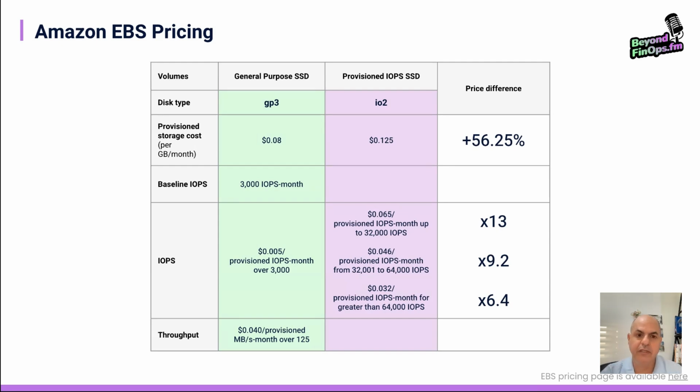If we run the comparison, we see that the cost per gigabyte is 56% higher for IO2 versus GP3. IO2 is more expensive. And when we compare the cost per IOPS, we also see that IO2 is more expensive, six times more or 13 times higher cost. So if there is no reason to use IO2, let's not use it and let's prefer GP3.